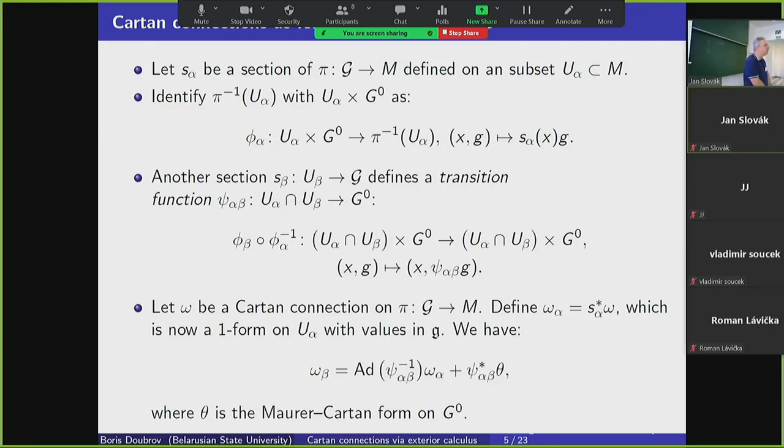Yep. So just to clarify, is that one form valued in G or G naught? In G. That's very important. So the Cartan connection omega takes values in G, always in G, not in G naught. But the gauge transformations deal with functions which take values in G naught. That's actually a core difference between linear connections and Cartan connections, and why these objects have different stories, so to say. And here, of course, is also a Maurer-Cartan form on G naught.